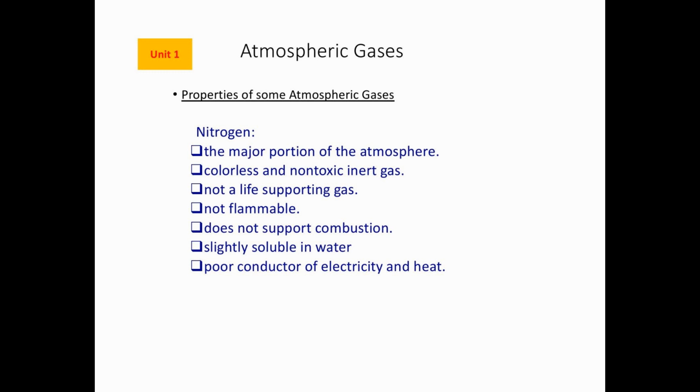First one is nitrogen. It's a colorless, non-toxic, inert gas, but it's not a life-supporting gas. It's not flammable, it won't burn, and it does not support combustion. It's slightly soluble in water. It's a poor conductor of electricity and heat.